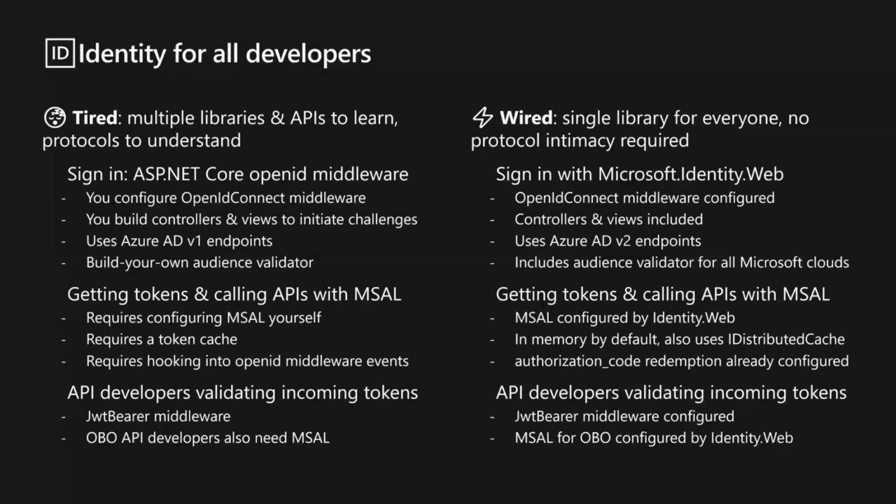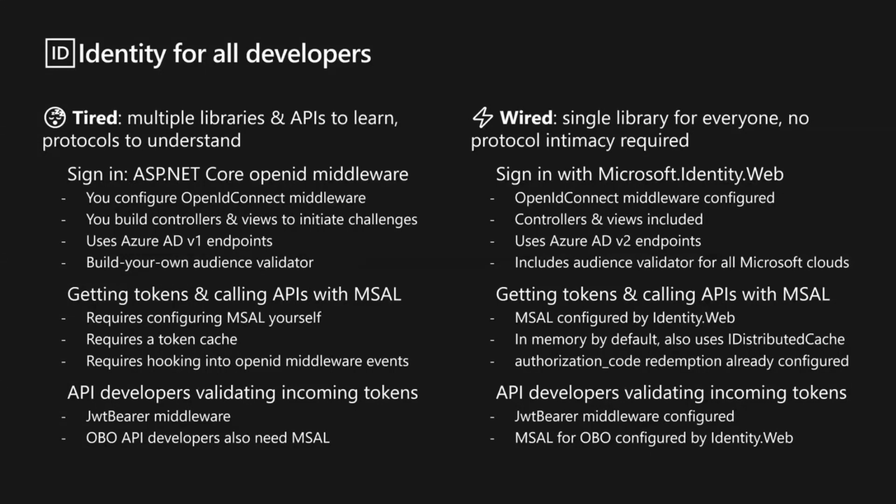And so now there's an audience validator that's included, and an issuer validator, to make sure you're getting the right, a proper Microsoft issuer and audience for the token that you're receiving. All of the MSAL configuration is handled for you. So instead of having to create new MSAL objects and manipulate them on your own, all of that's done for you and abstracted into a new API.